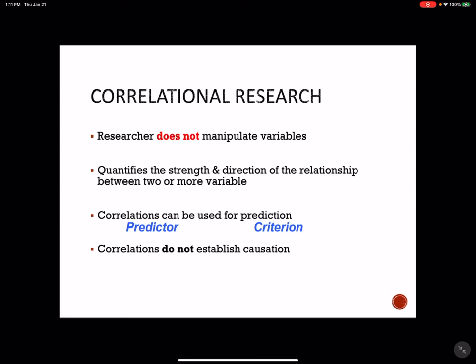Although in real life, people often make a mistake and they think that correlational research tells us about causality. They think it tells us if one variable causes another, but they're wrong. They never took research methods.